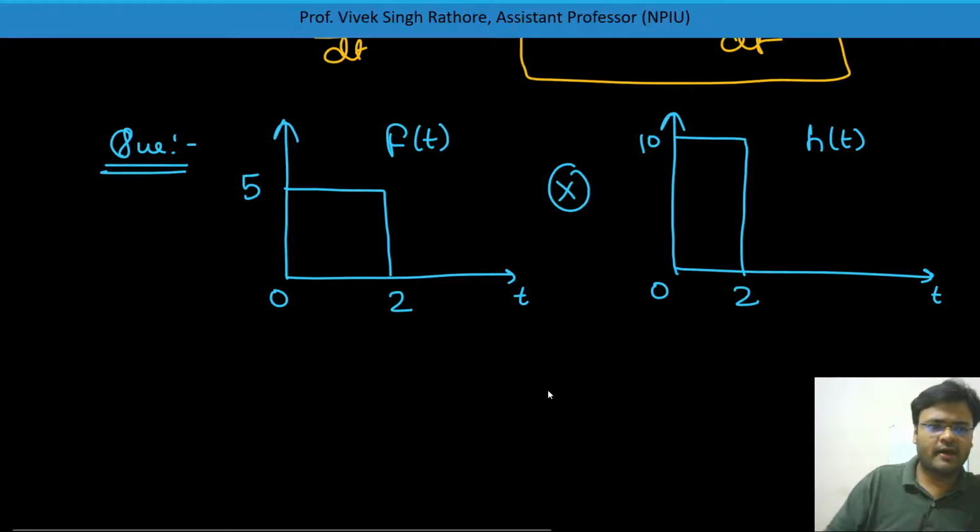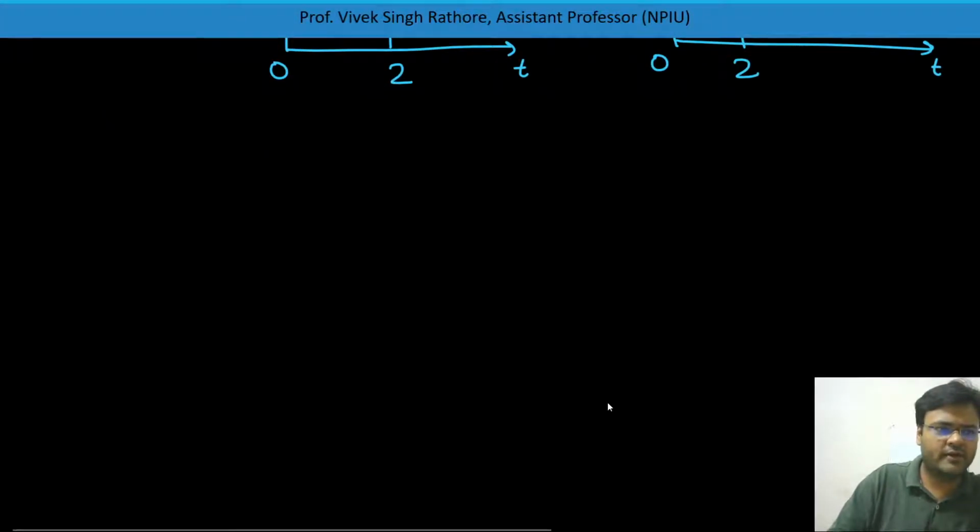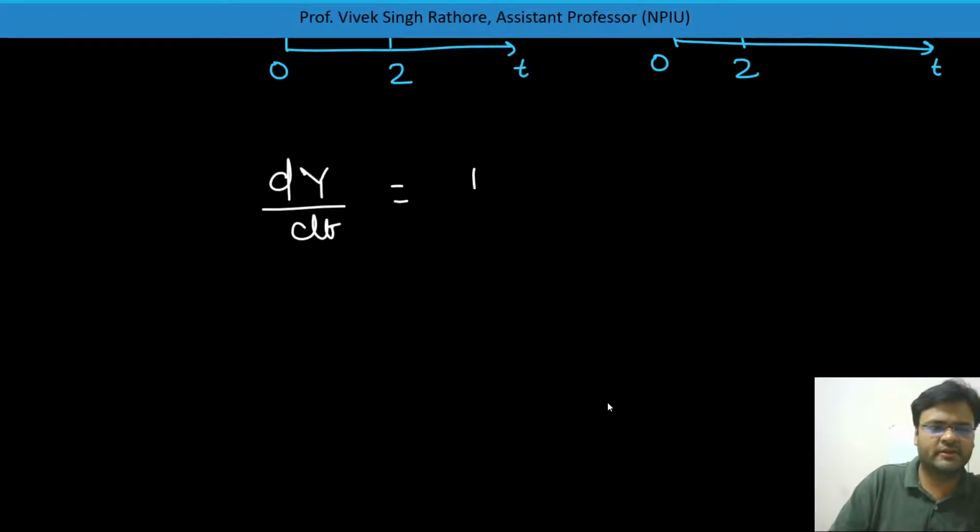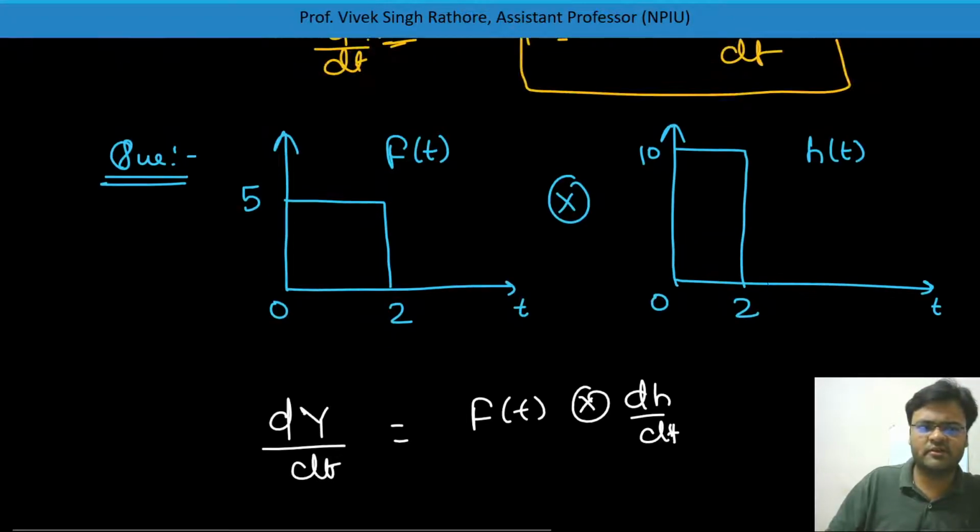As we know, y(t) can be represented as f(t) convolved with dh/dt. So can we do differentiation of either of the signals? Let's do differentiation of h(t). What will you get? You will get the differentiation, so let's do it here.